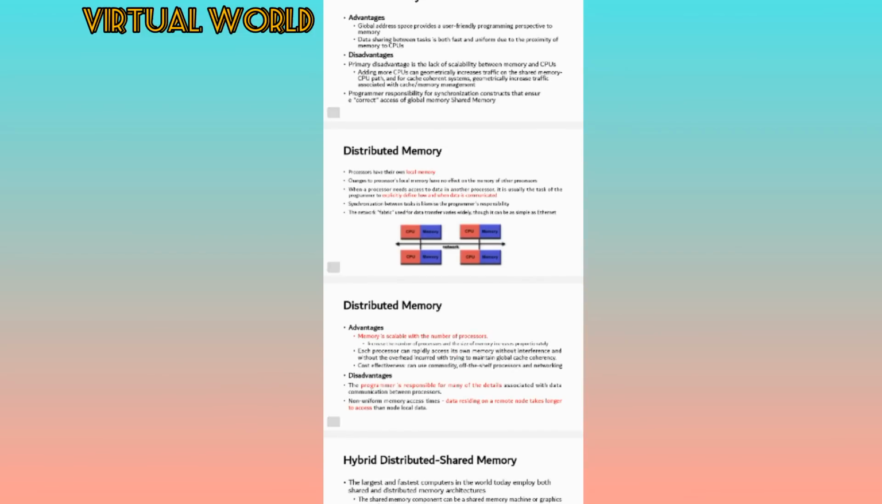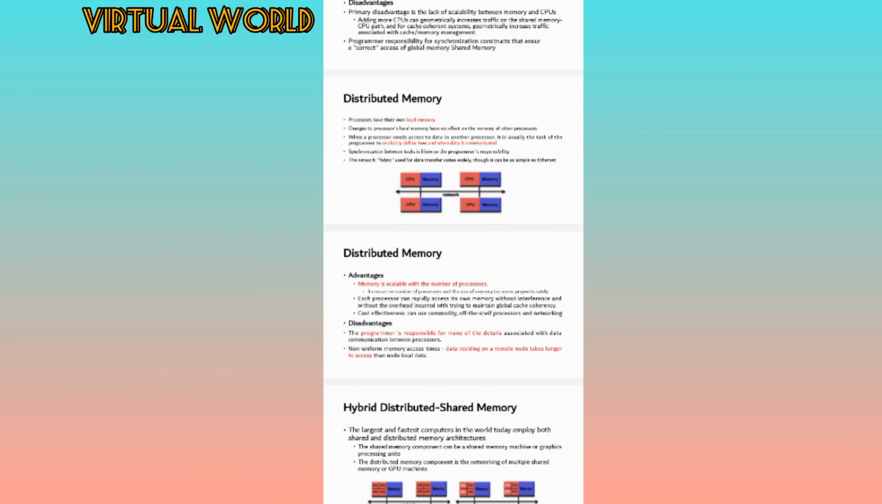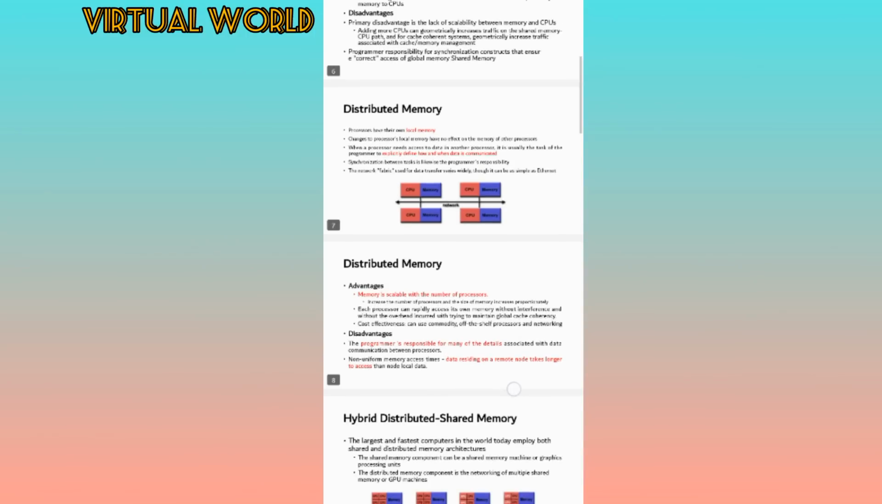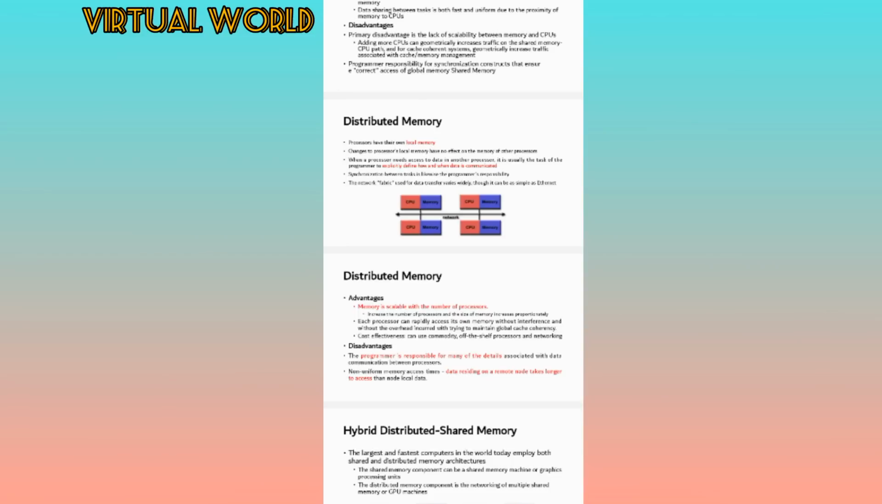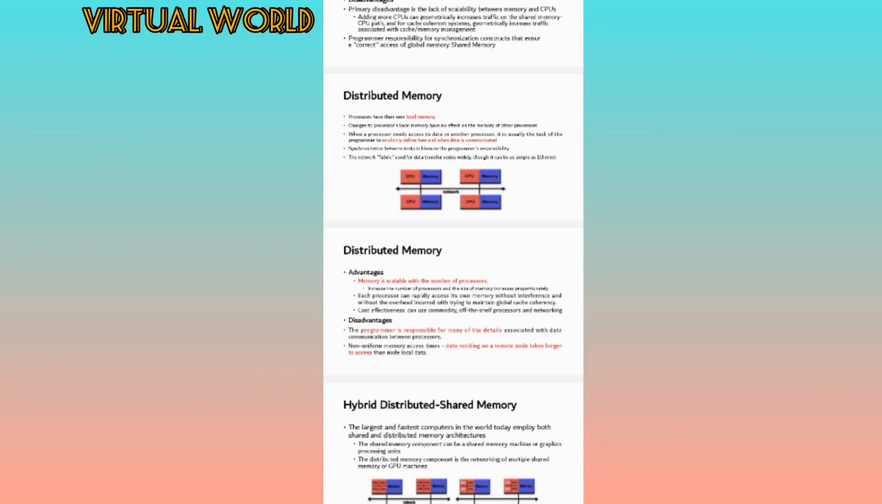What are the advantages and disadvantages of shared memory? First, the advantages. The globally addressed space provides a user-friendly programming perspective to the memory. Second, data sharing between tasks is both fast and uniform due to the proximity of the memory to the CPUs. Next, the disadvantages. The primary disadvantage is the lack of scalability between memory and CPUs, which means that adding more CPUs can geometrically increase the traffic on the shared memory-CPU paths, and for cache coherent systems, geometrically increase the traffic associated with cache or memory management.